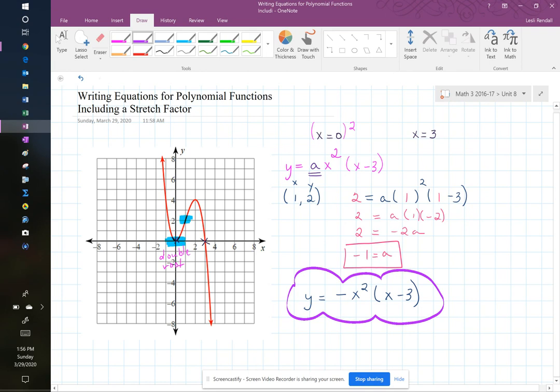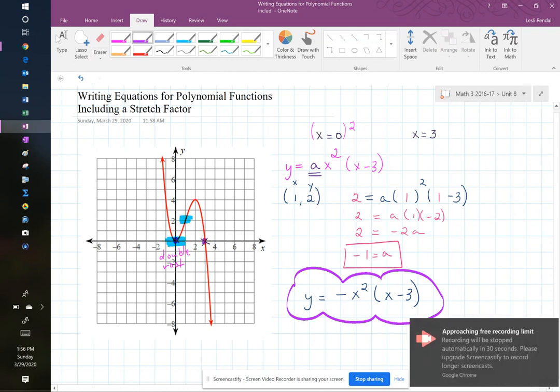And does it make sense? At 0, we have a bounce. At 3, we go through, and it does go down from left to right.